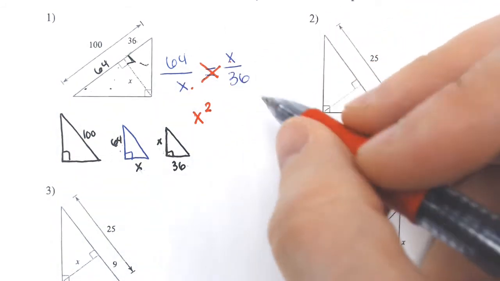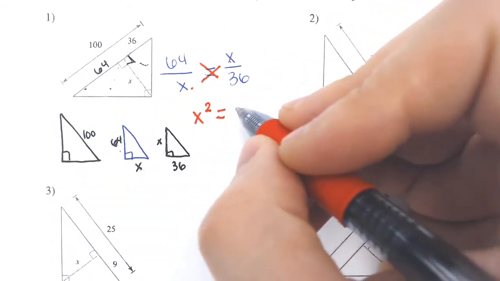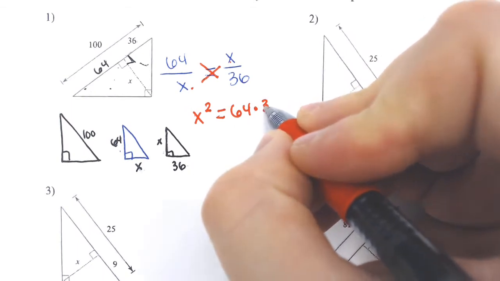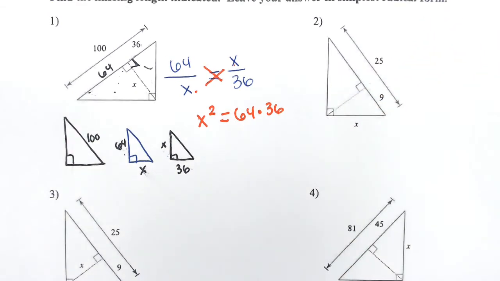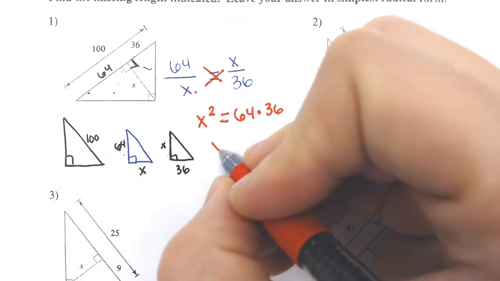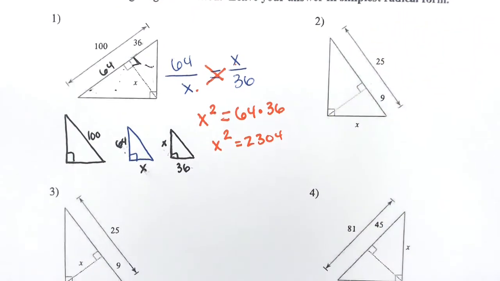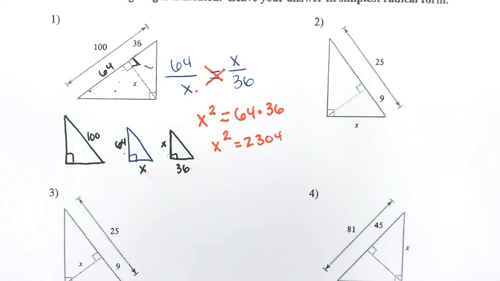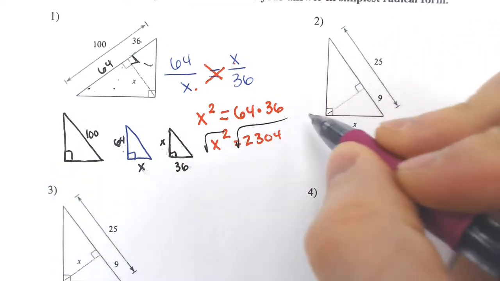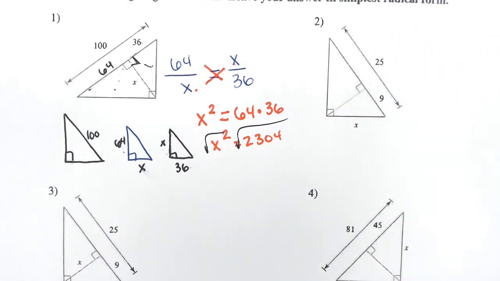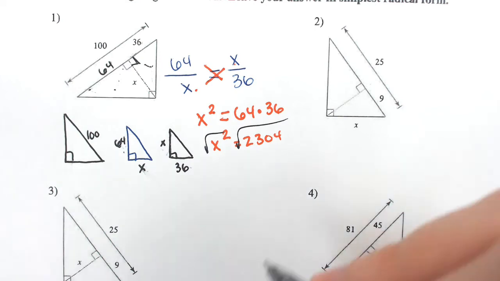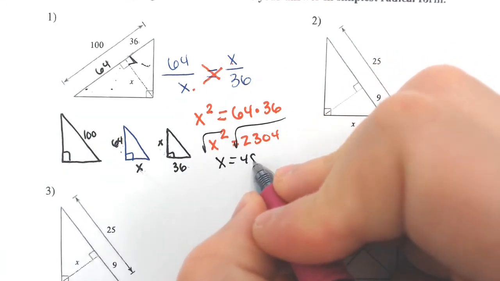X times x is x squared equals a really big number, whatever 64 times 36 is. 64 times 36 is a huge number, in fact. It is 2,304. But that's okay. All we have to do to solve that is square root. So whatever the square root of that is our answer, which in this case is 48.